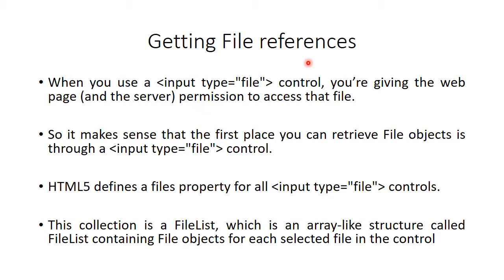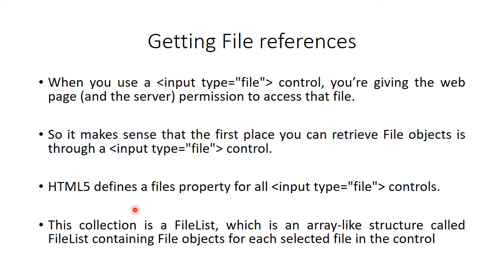So how do we get a file reference? How can we load a file into a web page with JavaScript? When we use input type equal to file, this is actually a control. We are giving the web page the permission to access that file. If you want to play with files in web pages, the first thing we have to do is to mention this control, input type equal to file. Once this is mentioned, we can load files into a web page.